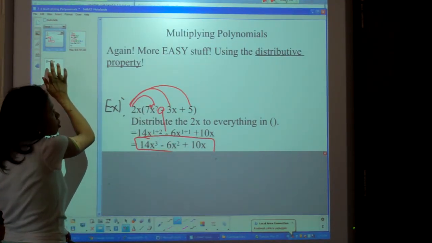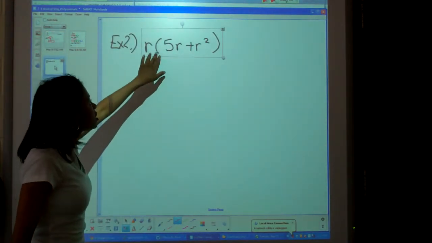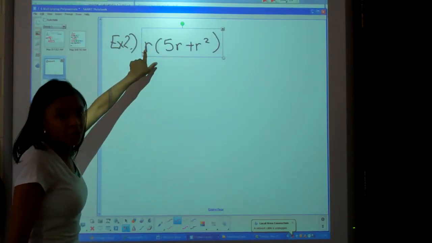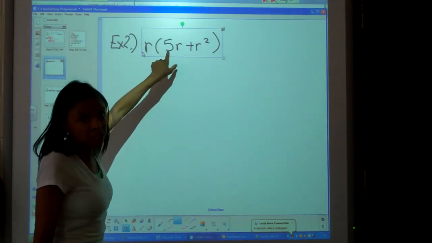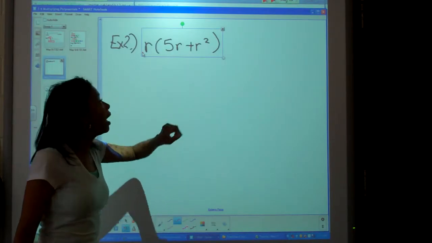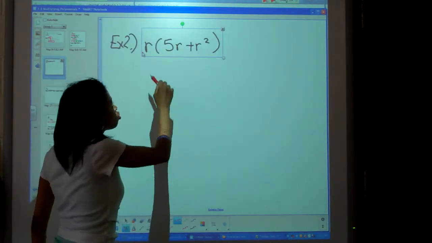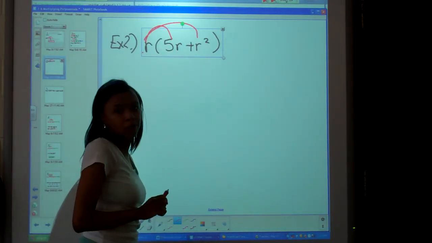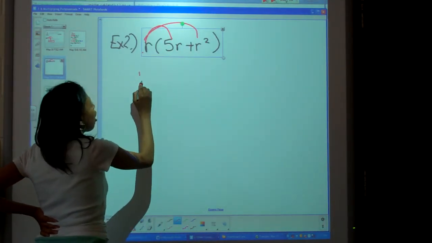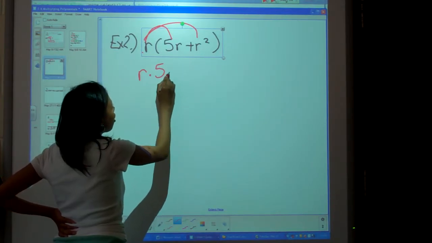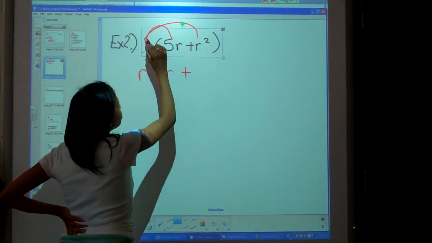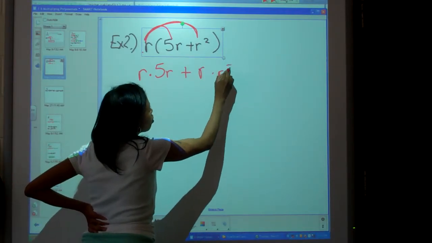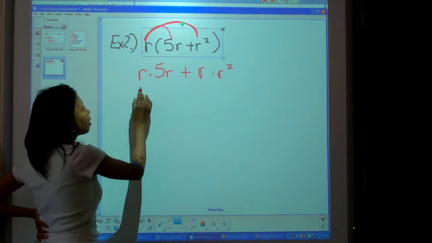Let's try example number 2. R times 5r plus r squared. Remember, a number, a variable, or a combination of both on the outside of the parentheses means to multiply. And when it's out there, you have to distribute, or share, the r with every term on the inside of the parentheses. So this is going to be r times 5r plus, and we distribute the r to the r squared, r times r squared. What does that look like?